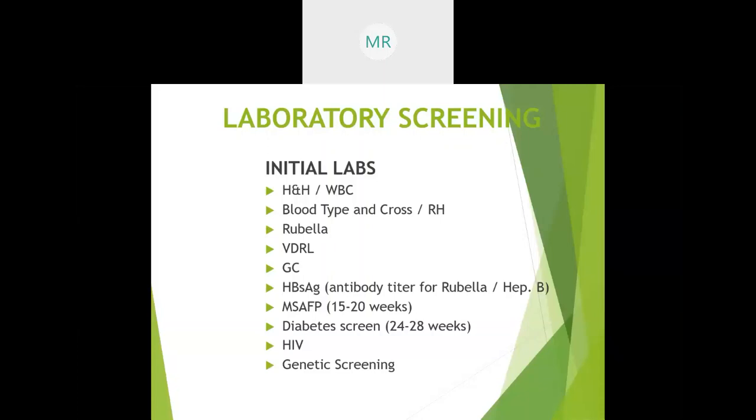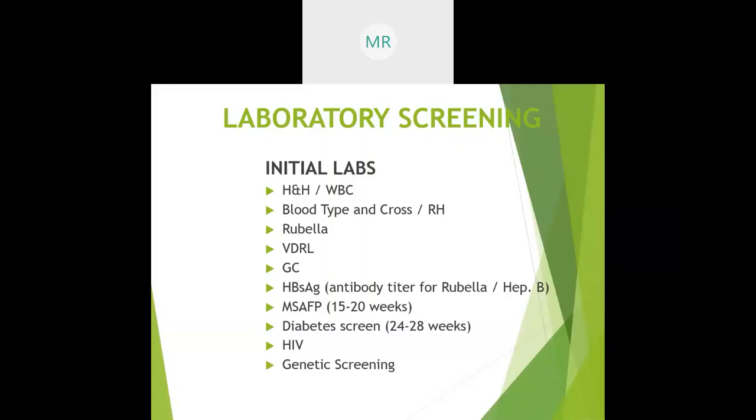If the dad is Rh negative, then there's no concern. We are concerned about mom. And some of you might ask, what if the fetus is Rh negative? There is no need for RhoGAM if the fetus is Rh negative. It is the pregnant patient we are worried about. If she is Rh negative, then she will receive RhoGAM twice.